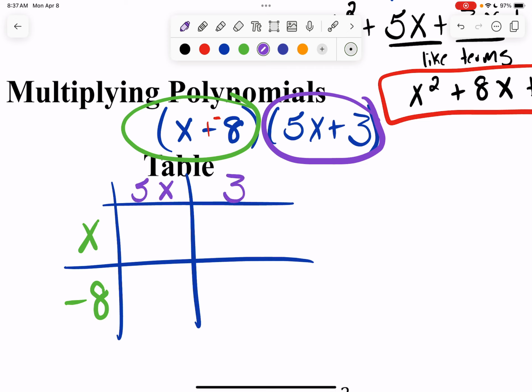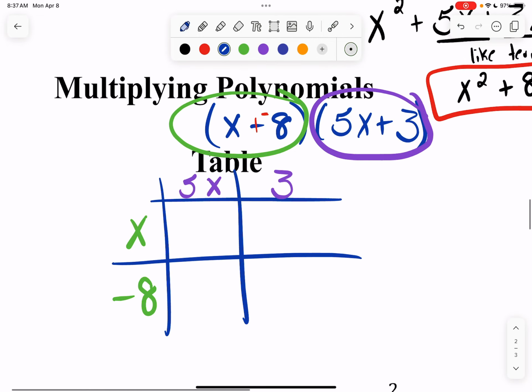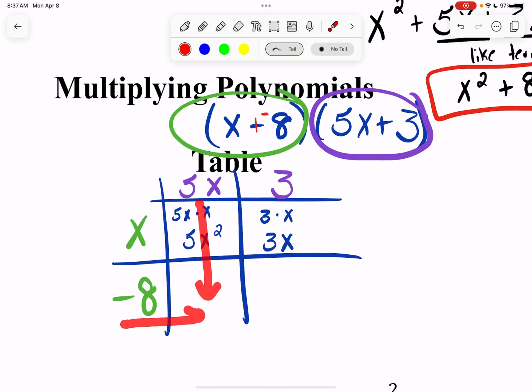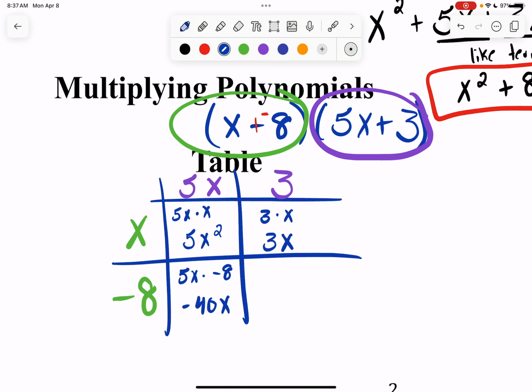So now in my table, I'm going to multiply. I multiply the 5x and the x. Sometimes we'll actually write that 5x times x, which is 5x to the second from our last section. And this one would be 3 times an x, which we write as just 3x. Now this one would be 5x times negative 8, which is negative 40x. And this last one would be 3 times negative 8, negative 24.